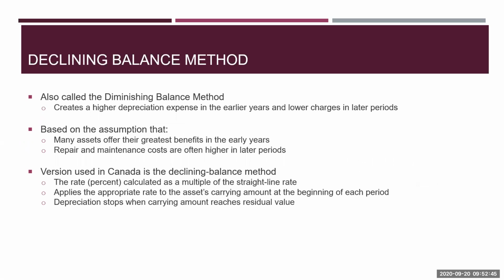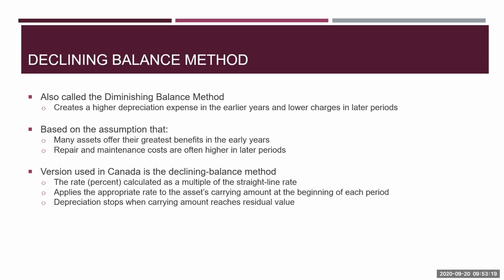On the other end, we've got our declining balance method. This is also called the diminishing balance method, different terminology, same idea. This method will create a higher depreciation expense in the earlier period and lower charges in the later period. Usually the declining balance method is used for assets which are technology. Different types of assets could have different types of depreciation methods attached to them.